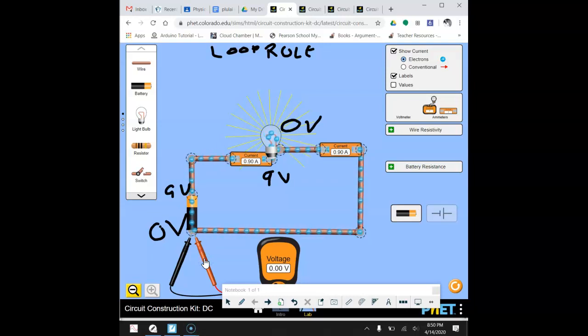Another way of saying the loop rule is saying, hey, if I look at the difference in voltage across all of the different things that are in our circuit, and now really if the wires and the ammeters act like frictionless surfaces or electrically resistant.